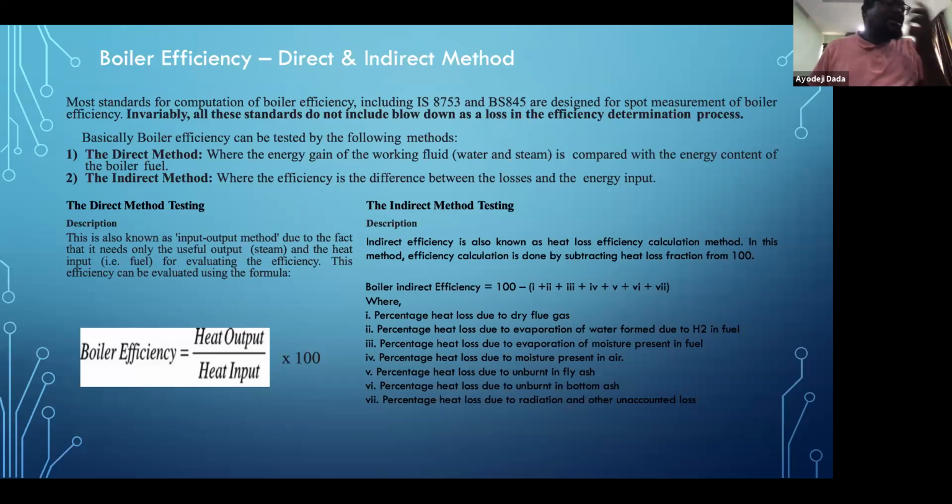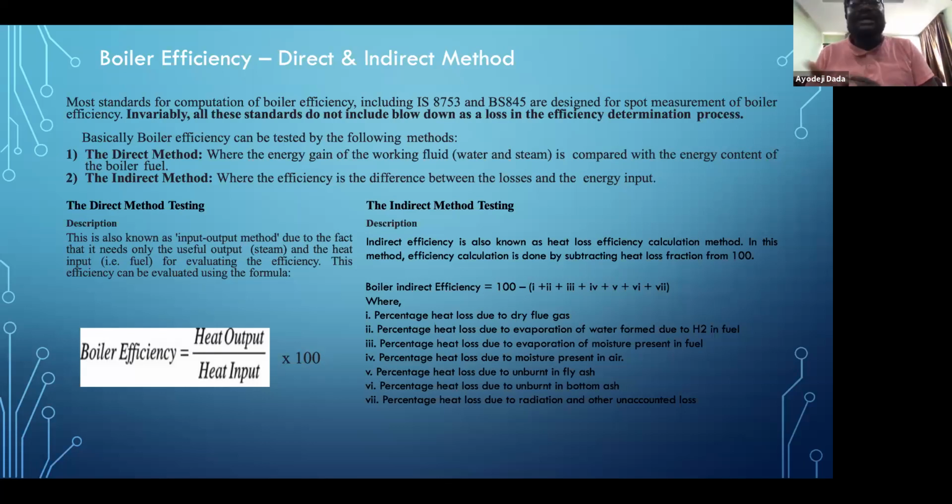Are we using low pour fuel oil? Are we using automotive gas oil, AGO? Are we using natural gas? The energy content in each of these fuels is compared to the energy the working fluid has gained. We can express it in a simple way: boiler efficiency equals heat output over heat input, multiplied by 100%.